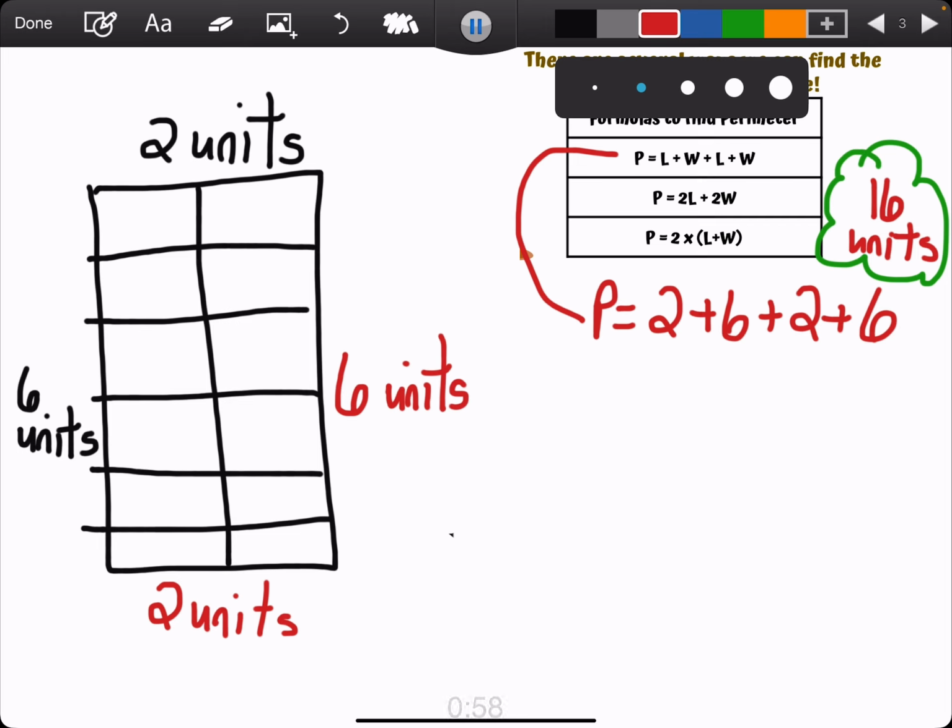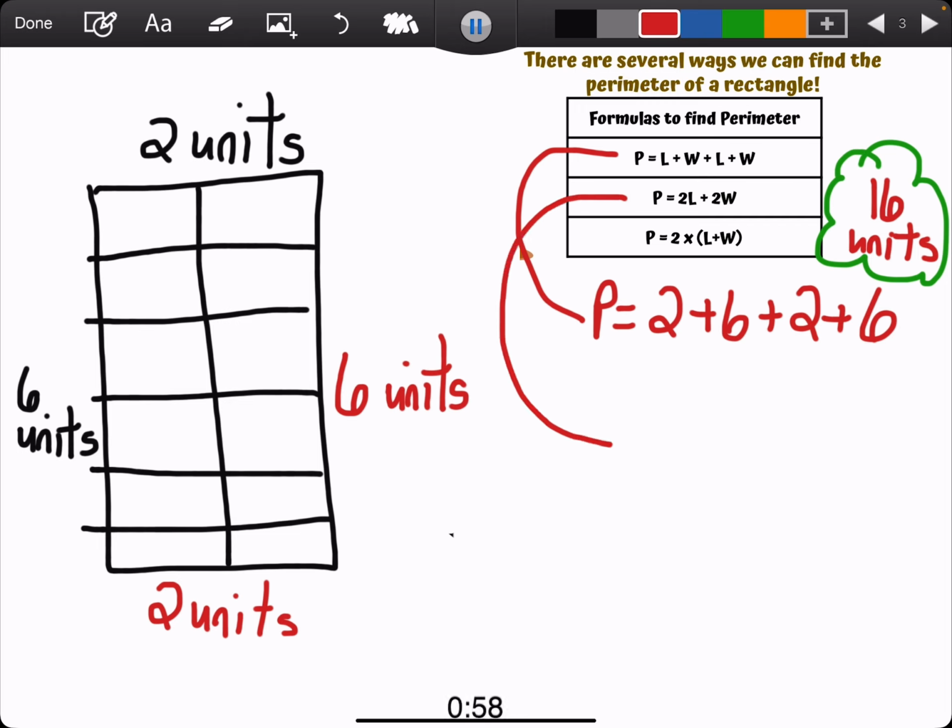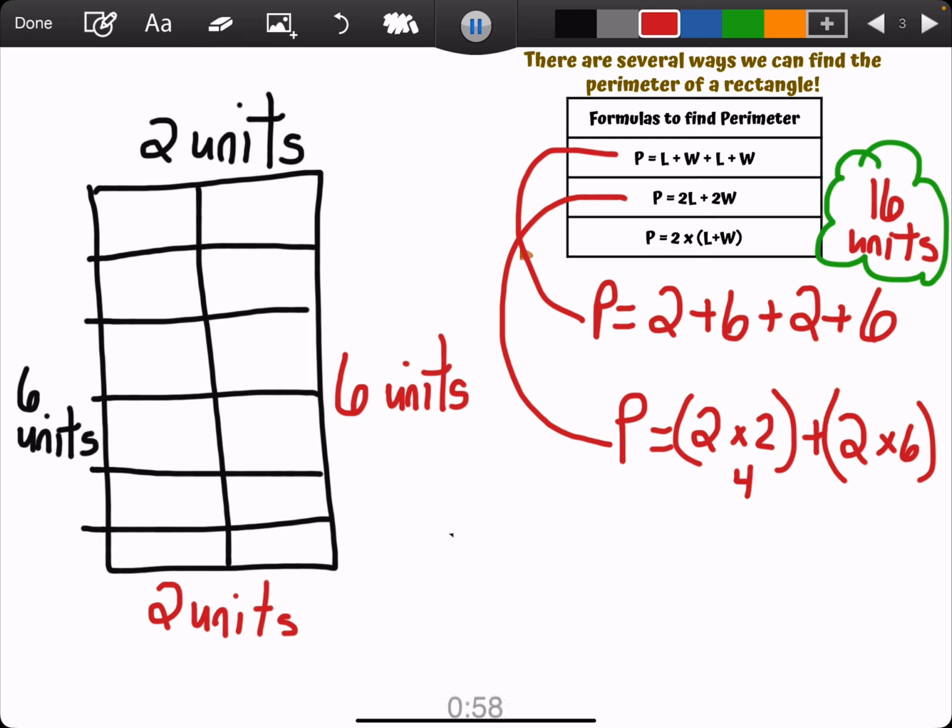Now I could also look at the second formula. Perimeter equals 2 times the length plus 2 times the width. The length is 2, so I could do 2 times 2 plus 2 times 6. What is 2 times 2? 4. Plus 2 times 6 is 12. What is 4 plus 12? That is also 16. So that gives us the same perimeter.